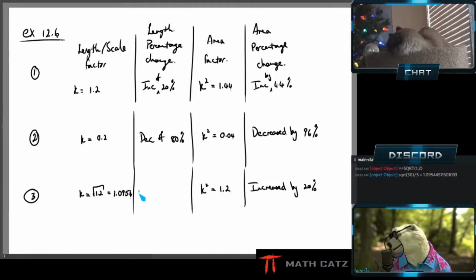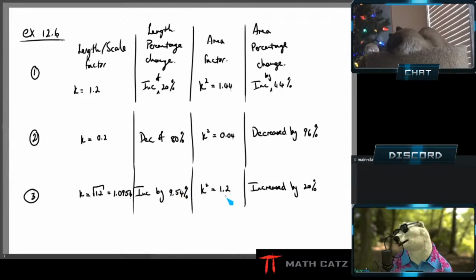That means I am up from my base 1. So I did increase. It was an increase by 9.54%. And that resulted in an area increasing by 20%. So as I go forward from length to area, I square the scale factor. If I go backwards, I have to take the square root.